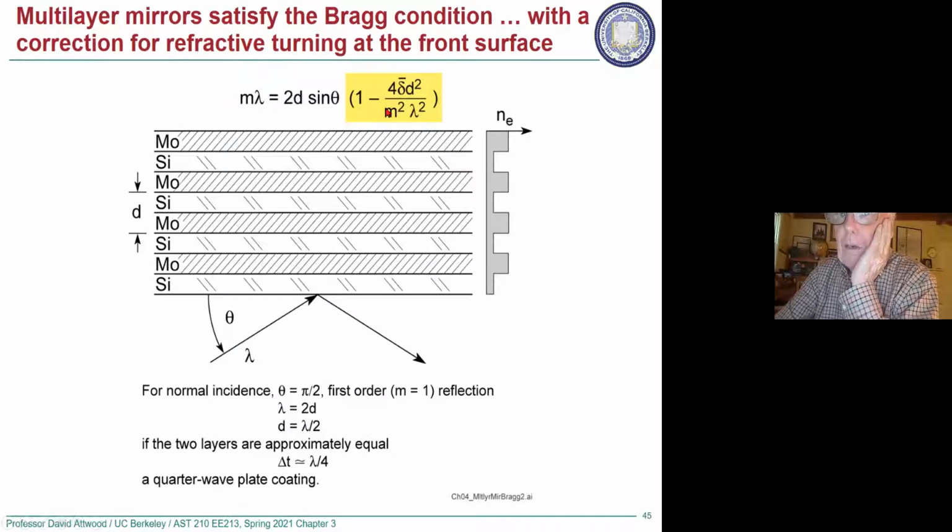In fact, although this is clearly a small quantity because delta is small, this was really confusing for the first people who were working on reflection from coatings. They were getting certain answers, but they always felt that their answers were off by a little bit. And it turned out that, in the early days, they were not including this little bit of refractive turning. Okay.